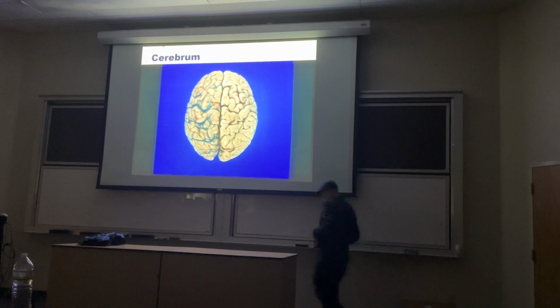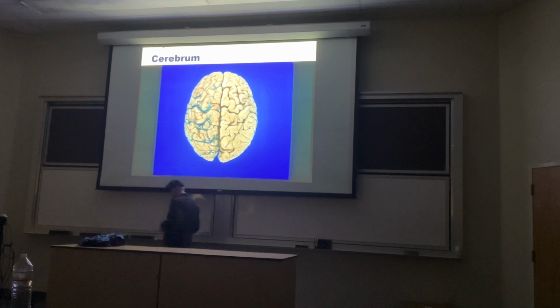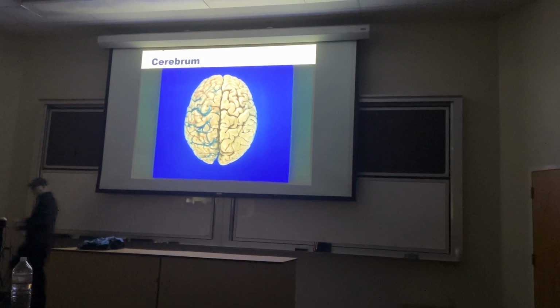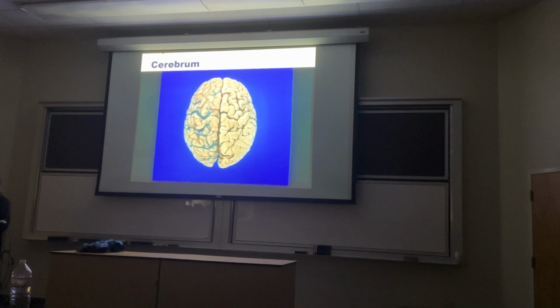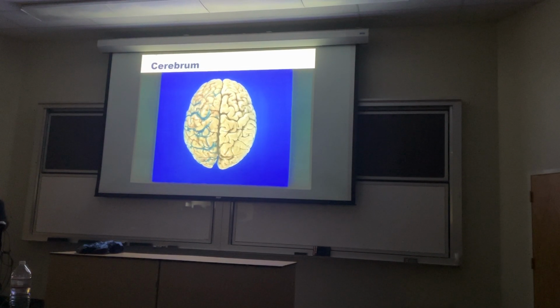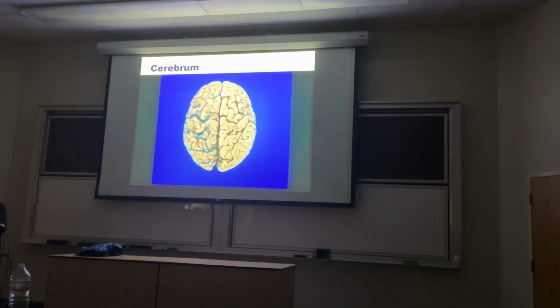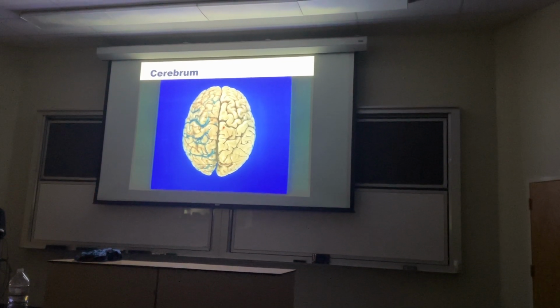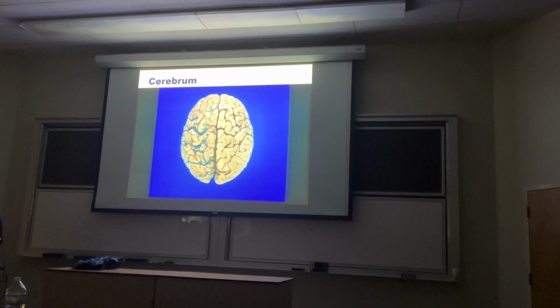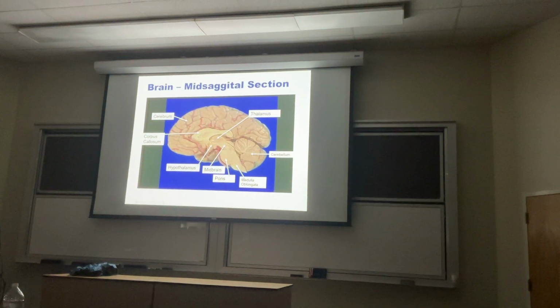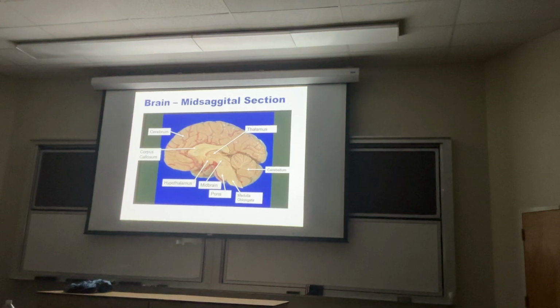This is looking at the brain from the upper part, and this is the cerebrum. The cerebrum makes up 80% of the brain. So 80% of the brain structure is cerebrum. We have a longitudinal fissure that incompletely separates it into right and left hemispheres. This is cutting all the way through the brain.